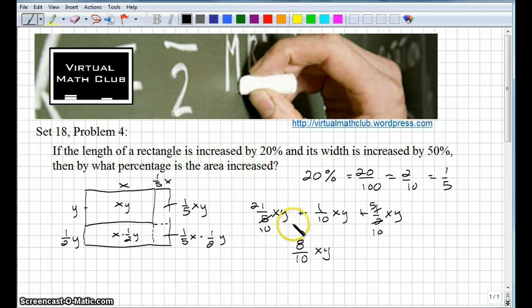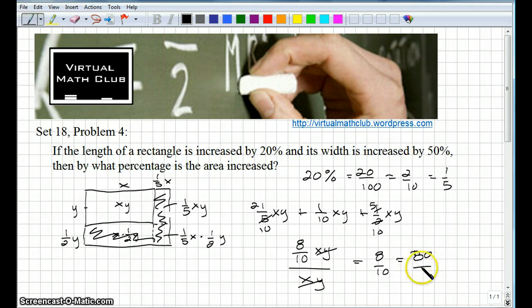Okay? That is the area of this new region, and we're asked by what percentage is the area increased? So we just need to take the new area over the old area, which is xy, and the xy's will cancel, and we get 8/10. So this new area, if I were to shade this in, is 80% of the original area, because that's the same thing as 80 over 100, which is 80%. Okay. And that's the answer.